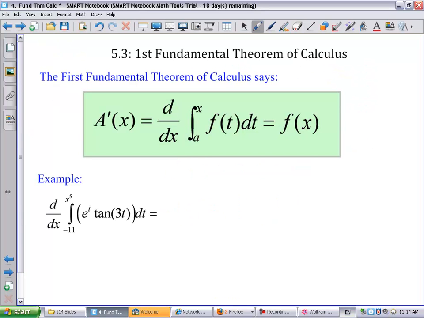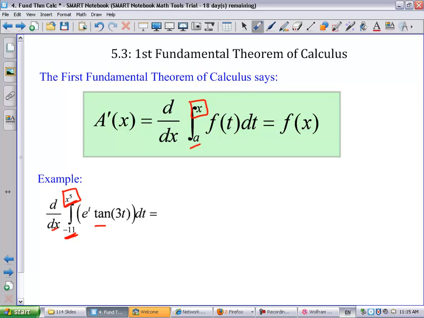Okay, let's try again. Now we have the derivative in terms of x of the integral from negative 11, so that's a constant like we need, to x to the 5th of e of t tangent of 3t dt. So can we use the theorem on this one? Everything matches except the x to the 5th, right? I mean, we have a derivative, we have a number on the bottom, we have a function in terms of t, but we're supposed to have x, and instead we have x to the 5th. So what do we do about that?